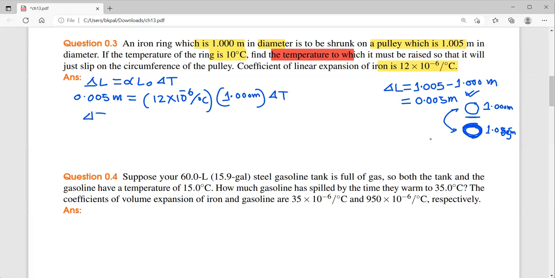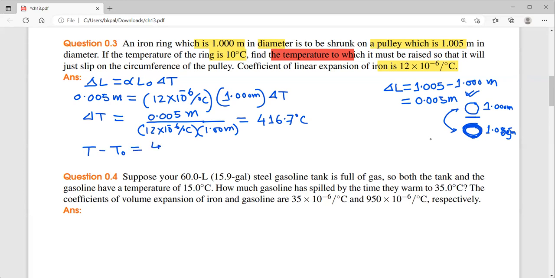So let's solve this for delta T. In the denominator we have 12 times 10 to the power minus 6 per degree Celsius times 1 meter, and I got something like 416.7 degrees Celsius. So delta T is this, and delta T is the final temperature minus the initial temperature, right? And that is equal to this.